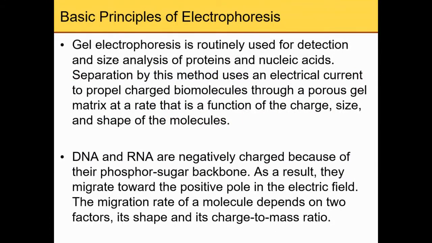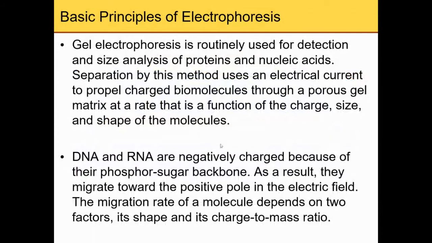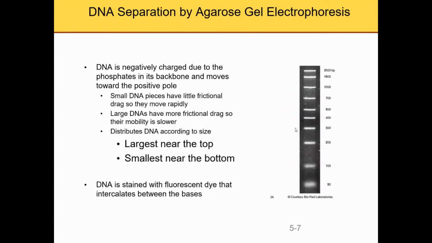So the gel electrophoresis is routinely used for detection and size analysis of the protein and nucleic acid, okay? And the reason why the DNA can migrate from negative charge to positive charge is because DNA, RNA, they are negative charged, right? The negative charge comes from the sugar phosphate backbone, right? And so that migrate from the negative to positive.